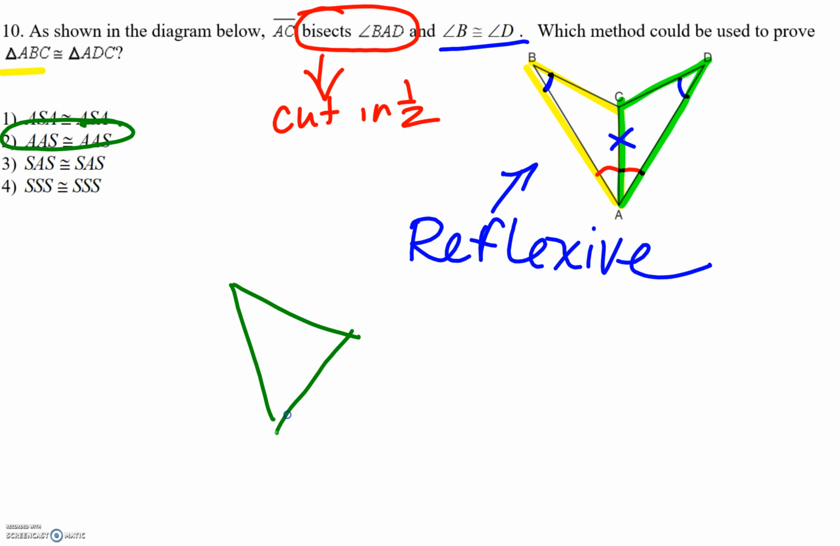Let's look at an example of what angle, side, angle would be. We would have our 2 angles with an included side. If you're using angle, side, angle, the side has to be in between our 2 congruent angles.